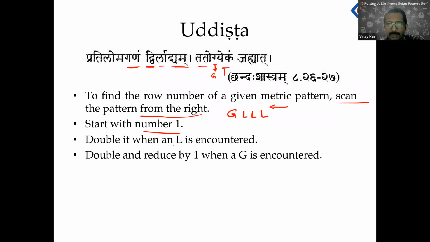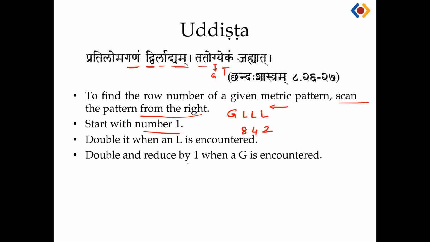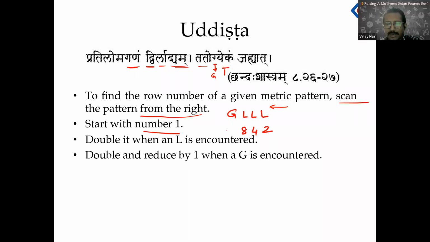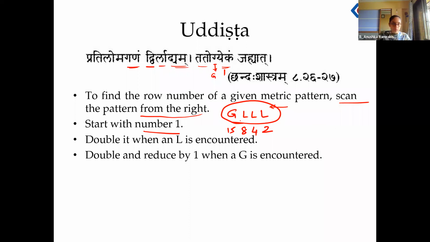Start with the number. Double it when an L is encountered. So you start with 1. You see an L, you double 1, you get 2. You see an L, you double 2, you get 4. You see an L, you double, you get 8. You see a G, double and reduce by 1. So double it and reduce by 1, you get 15. We need to check, is this the 15th row of a 4-syllable prastara? We don't have to check, we can just check what is the next row. It has to be L, L, L, L, right? So this has to be the 15th row.